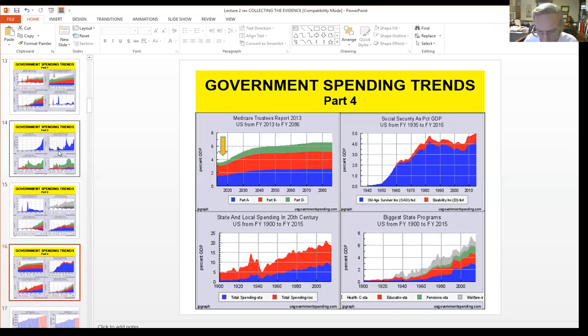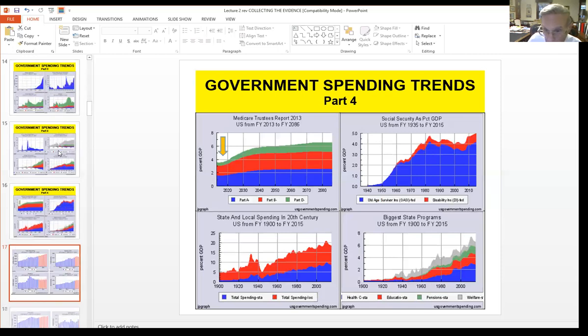State and local spending in the lower left-hand chart shows pretty much the same pattern. And the largest state programs over on the right, at the bottom, you can see healthcare is the blue, education is the red, pensions, there's some state pensions in there, and the green and the gray is welfare. So these are all mandated expenditures, and they are all rising.